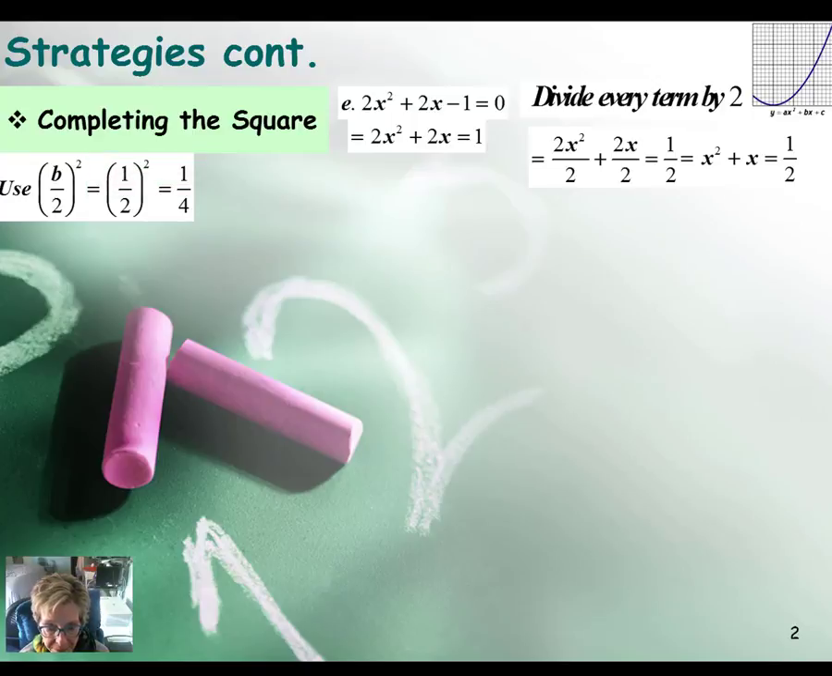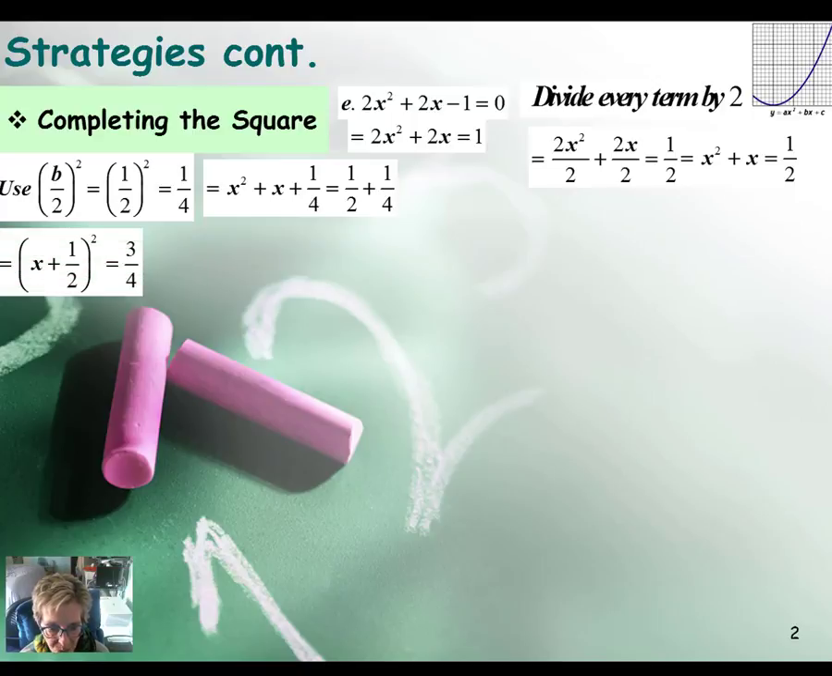And my b is 1, so I take that 1/2, square it, that gives me 1/4. I'm going to add 1/4 to both sides. Watch these fractions. And now I have the quantity of x plus 1/2, the quantity squared, equals 3/4.